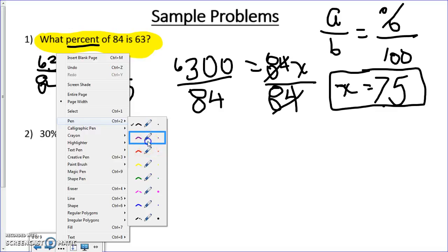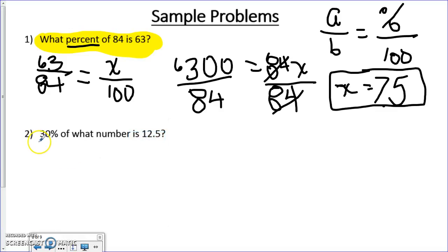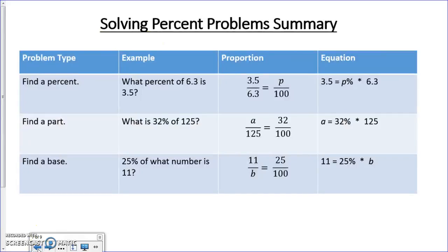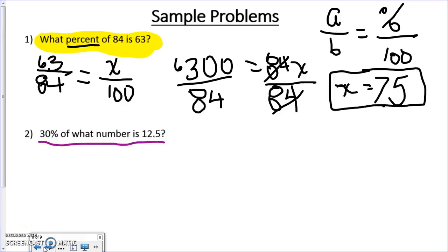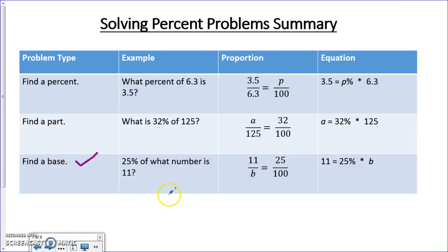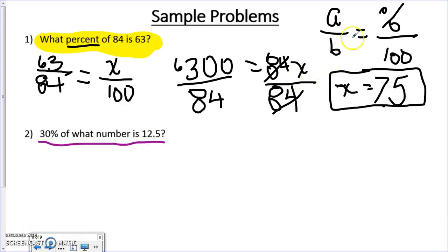Let's look at number 2. 30% of what number is 12.5? So let's go back and see what problem that looks like. So that looks like this one, find a base. So it says 30% of what number is 12.5. So it's asking you for the base. So that means we're looking for B. So that means that 12.5 is our A and 30% is our percent.